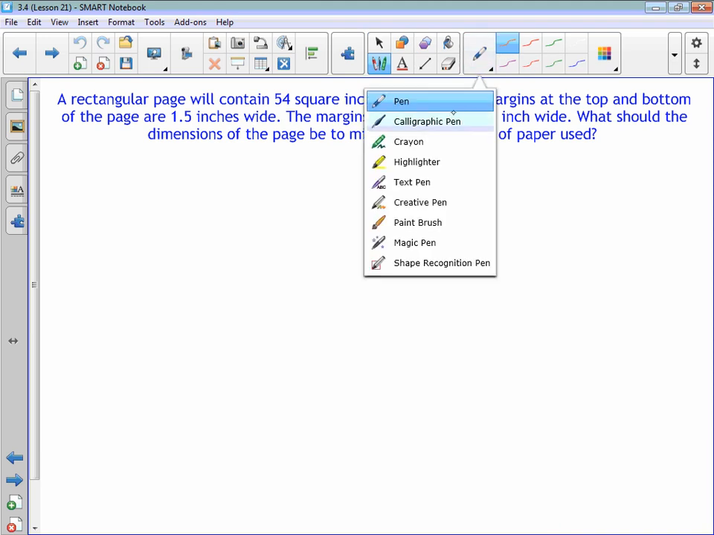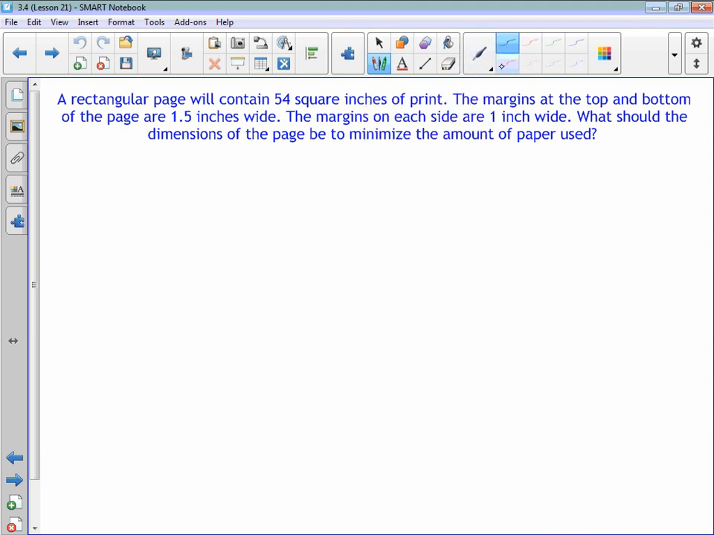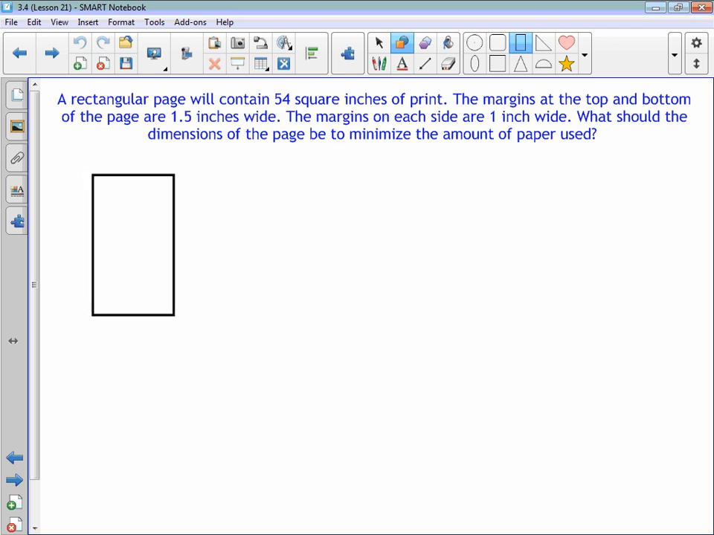Problem here. Usually when you're doing these, just try to come up with a picture first. So it says a rectangular page, so I'm going to start with a rectangle here. You can draw a rectangle, I promise. Okay. That's a really good rectangle. Just wait. Okay, so it says a rectangular page will contain 54 square inches of print.